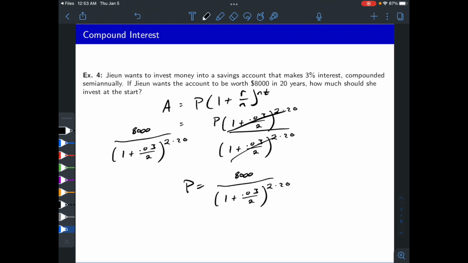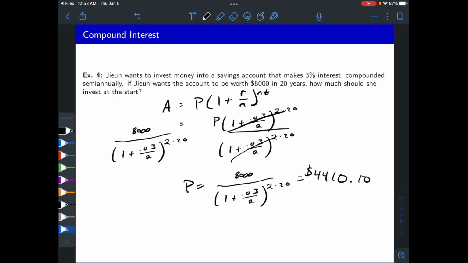And what does your calculator tell you this is equal to? Well, according to what I have written down over here, I have $4,410.10.